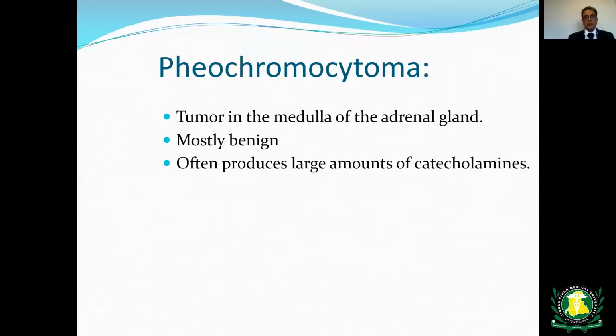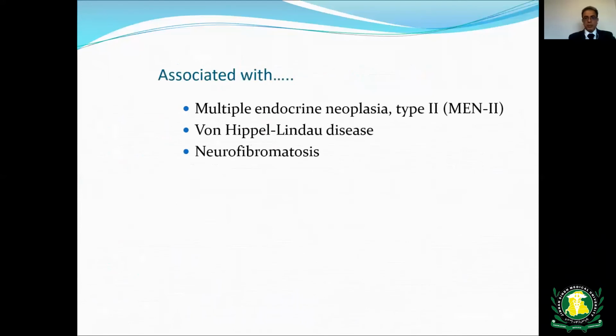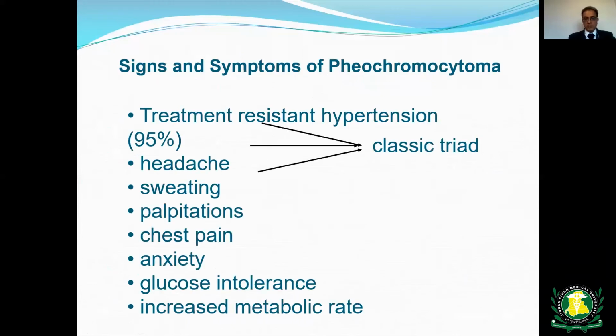Okay, next we move to the condition called pheochromocytoma, which is due to hormones produced from the adrenal medulla. This is mostly benign and produces large amounts of catecholamines. Although rare, it may be helpful for students in their exams. It is associated with a few genetic conditions: multiple endocrine neoplasia, commonly known as MEN2, von Hippel-Lindau, and neurofibromatosis. What are the signs and symptoms? They have a classical triad: resistant hypertension, headache, sweating, and palpitation. So if your patient has any of these, just think of pheochromocytoma as well.